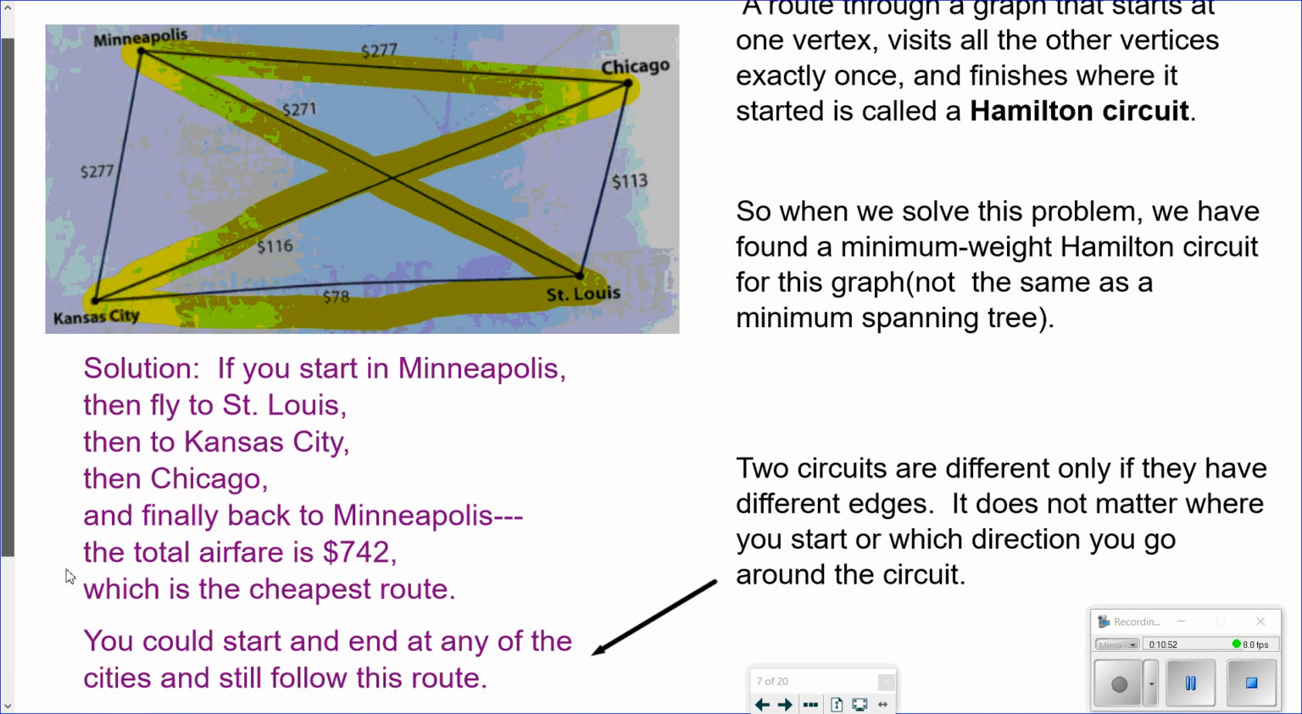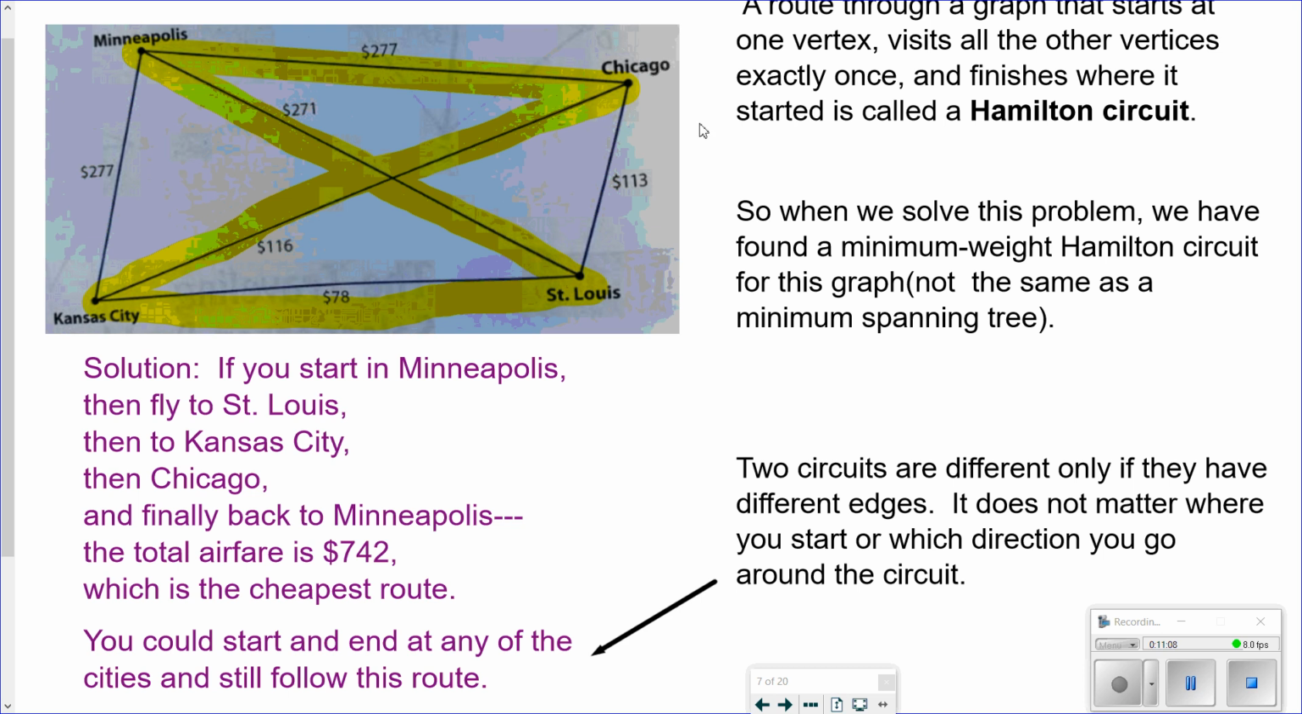One thing to note is you could start and end at any of the cities and still follow this route. That's not considered a different circuit. It's only considered different if it had different edges. It does not matter where you start or which direction you go around.